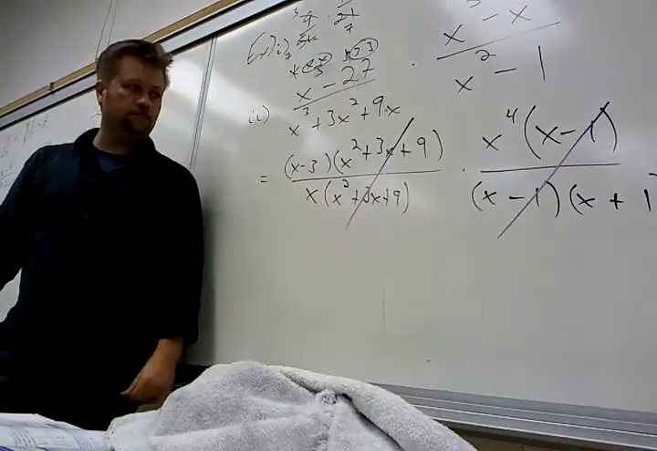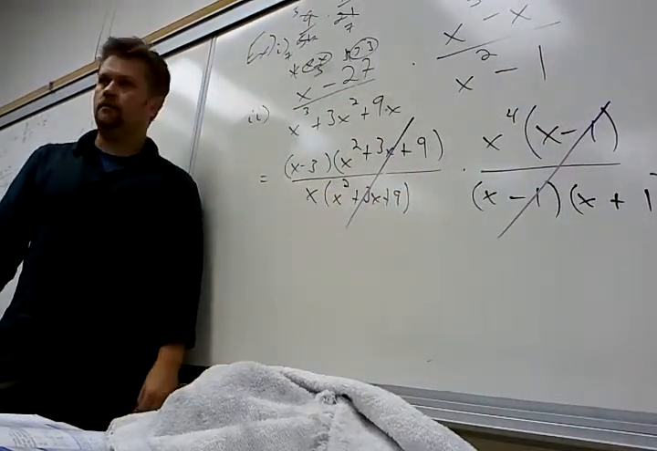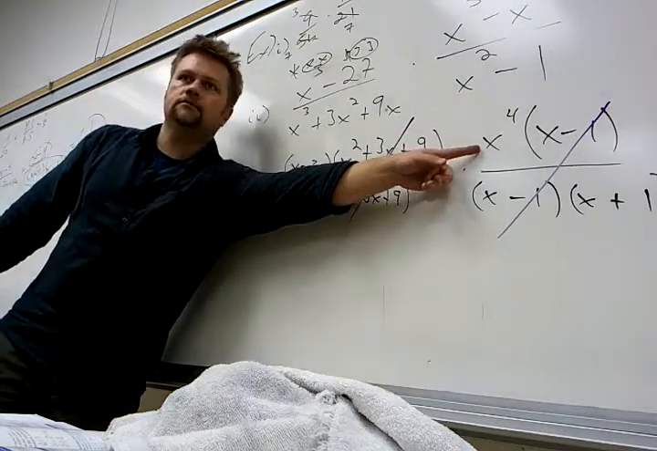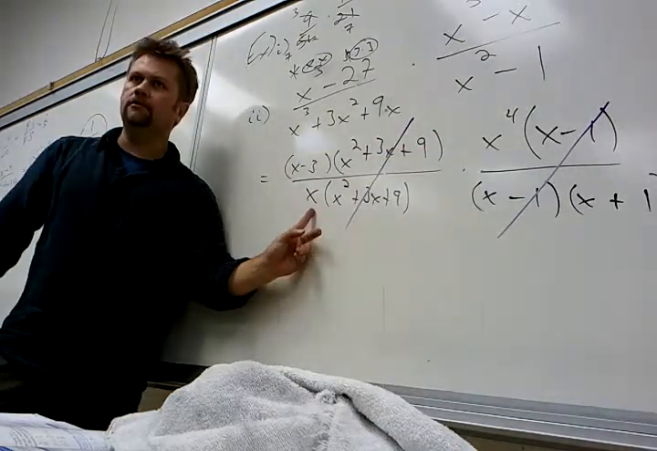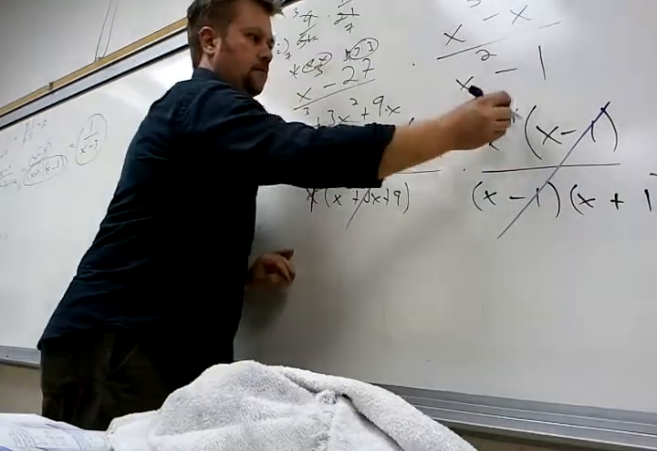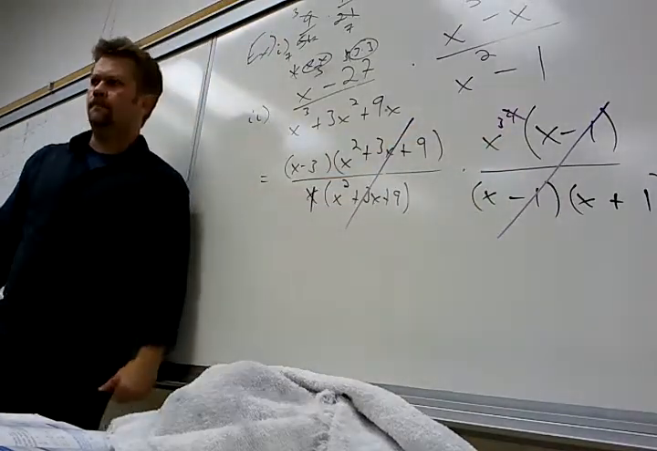There's one more thing. The x on the bottom and the x on top. How many x's do I have up here? 4. And I got 1 down there, right? So how many are left? 3 up there, none down there.